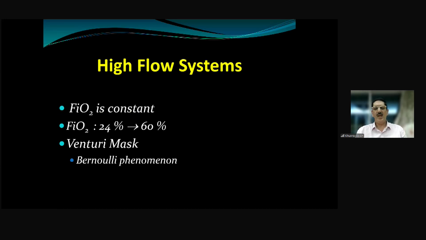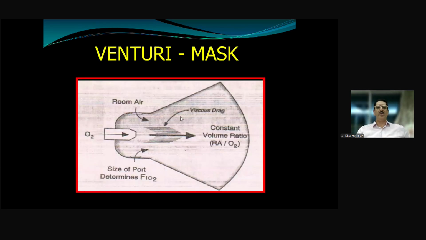patient. Coming to the high flow system, here I said that the oxygen is delivered at the mouth level, and the flow rate is higher than the patient's inspiratory flow rate, which might vary between 30 to 60 liters per minute. And here, therefore, the FiO2 is constant. It doesn't give more oxygen, but it gives you a constant FiO2. And here it can again give you only from 24 to 60%. And this is the only thing that gives you a high flow system, that is the Venturi mask, which depends upon the Bernoulli phenomenon. So this is the mask.